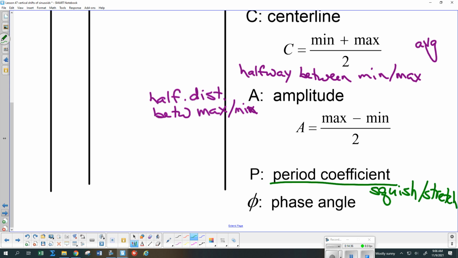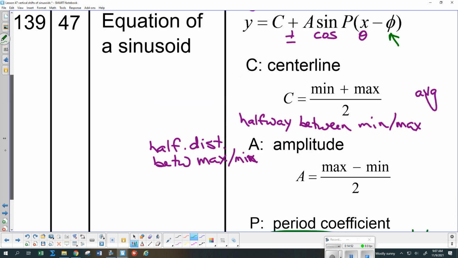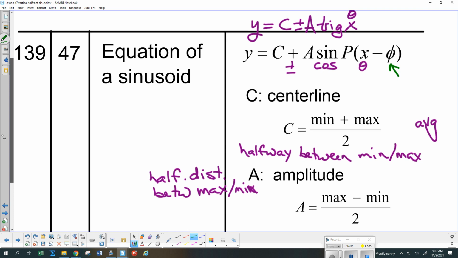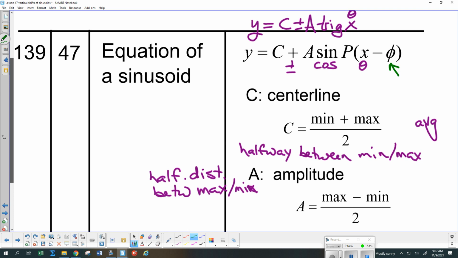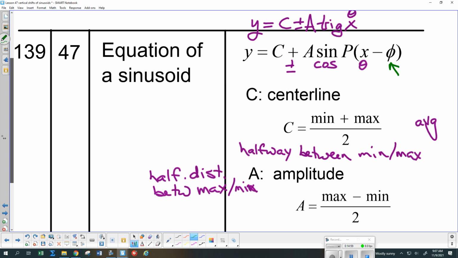And the number inside the parentheses will be the horizontal shift, also called the phase angle. So we'll be coming back to that, but this way you kind of have the overview as well as the specific part that we're dealing with, which is just y equals center line plus or minus amplitude times your trig function. Be sure you remember that the center line is the one that goes separate. The amplitude is the one that's multiplied by the trig function.